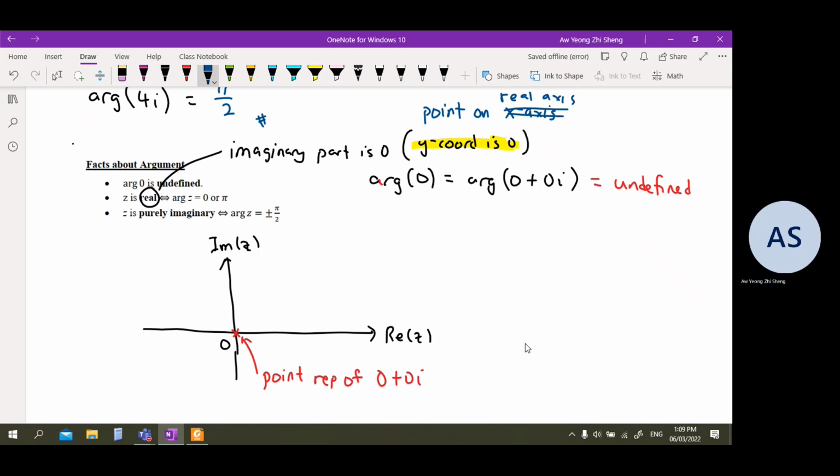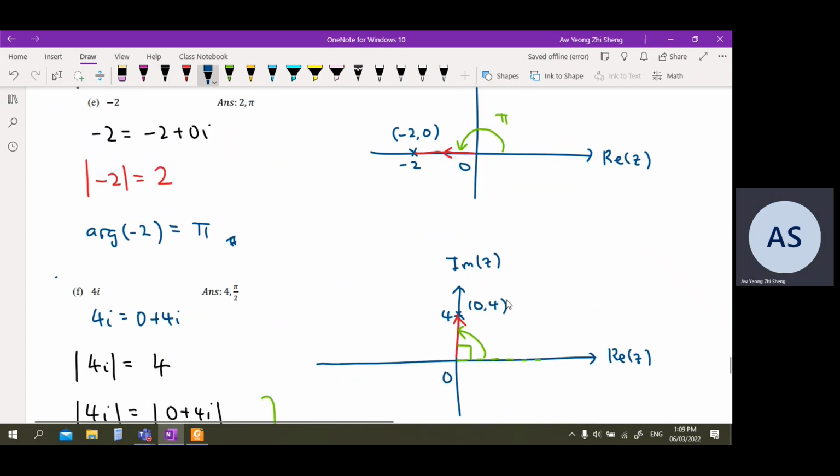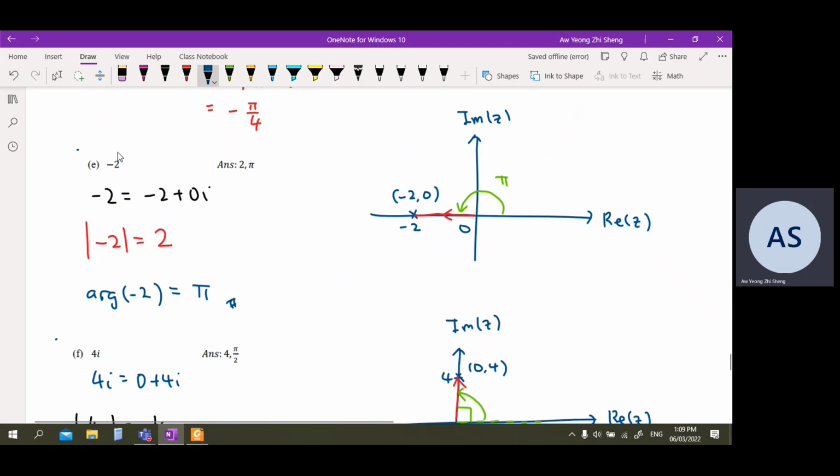Okay. And so it's just like question E that we had just now. This -2 is a real number. So if you depict it on the Argand diagram, it is a point on the real axis. So if you have a point on the real axis, then depending on whether the point is on the left of 0 or on the right of 0, you either get the argument being 0 or pi.